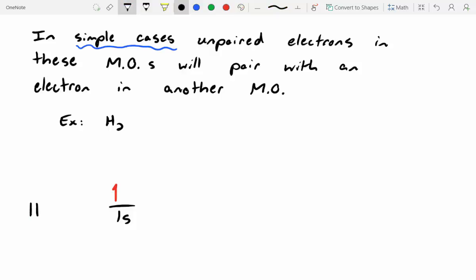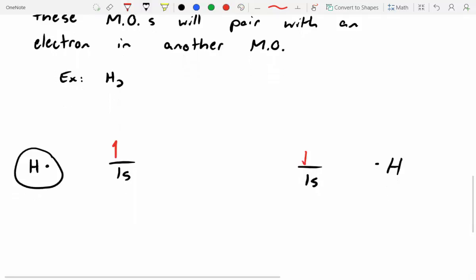I'll do it in black. It's got 1 electron, and we'll represent that with a dot. It's in an s orbital, so we'll do kind of like a sphere. If we've got another hydrogen atom over here, this one could also have an electron, and it could be 1s, and there's a probability of that electron being spin down. Those 2 electrons will want to pair and form a new molecular orbital. When they do that, they'll form a molecular orbital called a bonding molecular orbital.